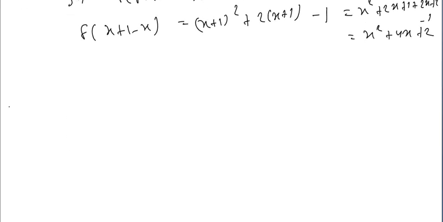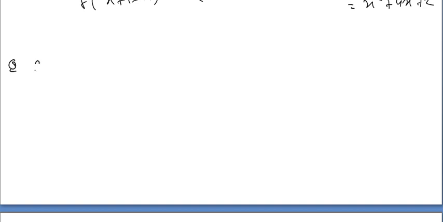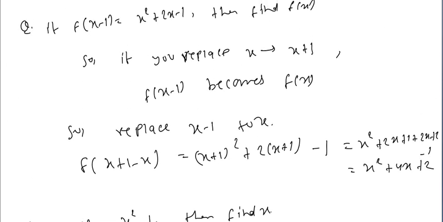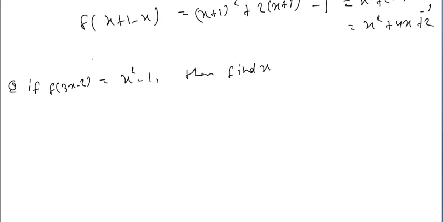Similarly, suppose I have a next problem: f of 3x minus 2 is equal to x square minus 1, then find fx. In the earlier problem, x minus 1 has no coefficient of x, that is simply 1. But here the coefficient of x is 3, so how do you replace 3x minus 2 so that inside the function f becomes x? For this type of problem, just think, if you replace 3x minus 2 with y, then x is equal to y plus 2 divided by 3.